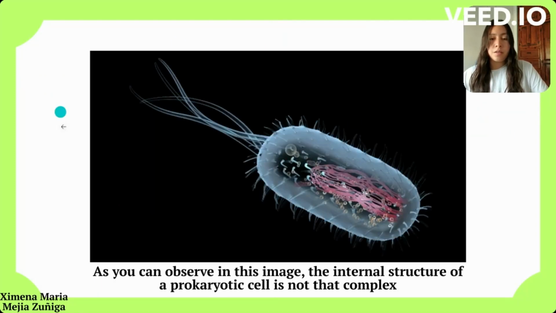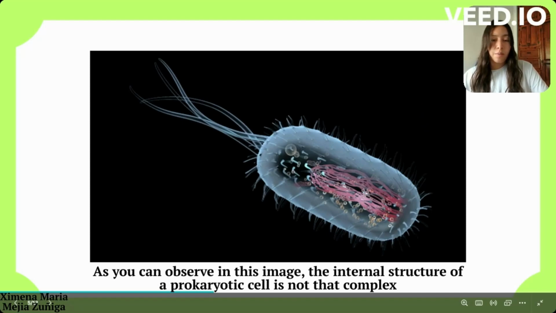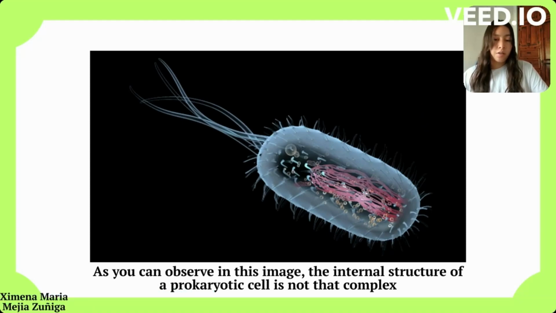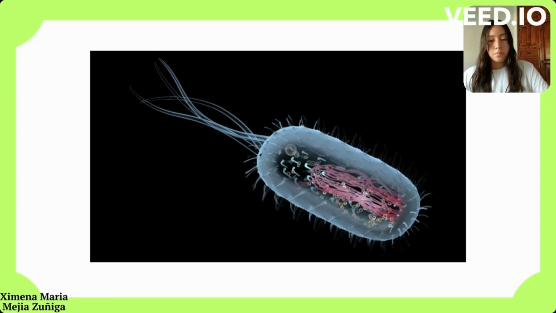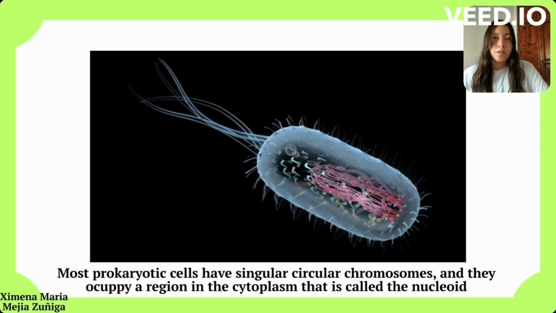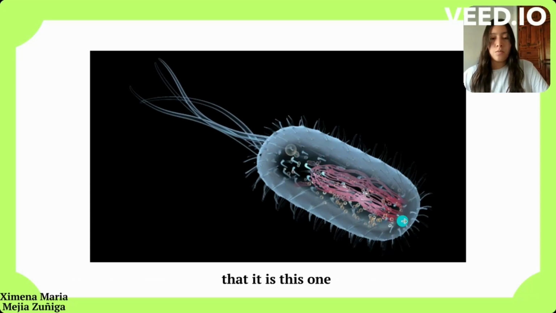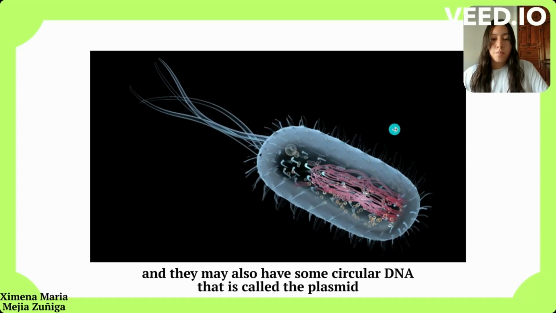As you can observe in this image, the internal structure of a prokaryotic cell is not that complex. It's actually very simple, and they are very tiny organisms because they measure around 1 to 2 micrometers in diameter. Most prokaryotic cells have a single circular chromosome, and they occupy a region in the cytoplasm that is called the nucleoid, this one. They may also have some circular DNA that is called the plasmid.